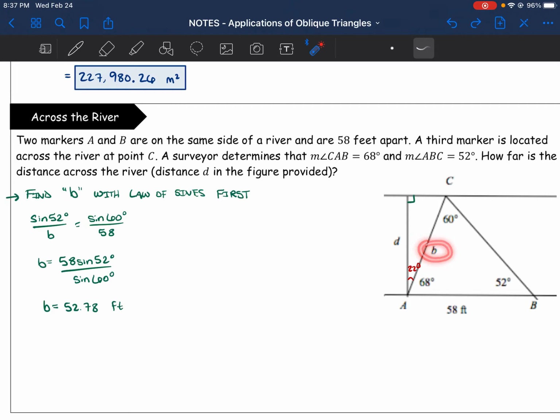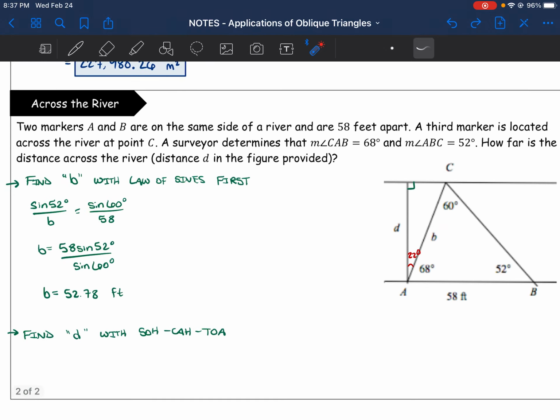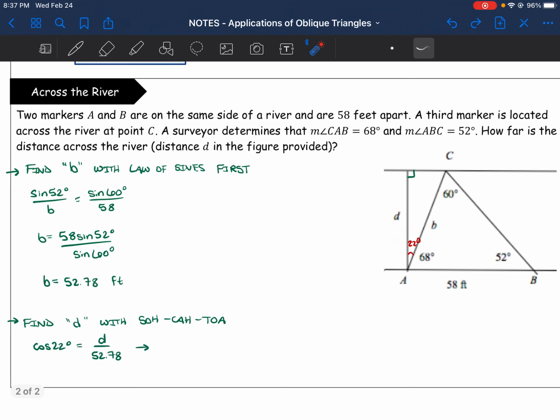Now that I know that this is 52.78 feet, then I can use SOHCAHTOA, or our right triangle trigonometry, to find the side D. So notice that the cosine of 22 degrees, this angle right here, well, we know cosine is the adjacent leg, which is D, divided by the hypotenuse, which is B. And notice I'm looking at this little right triangle right here. So the cosine of 22 degrees is D divided by 52.78. If I multiply both sides by 52.78, I would get that D, the distance we're looking for, the distance across the river, is 52.78 cosine of 22 degrees, which is 48.94 feet.